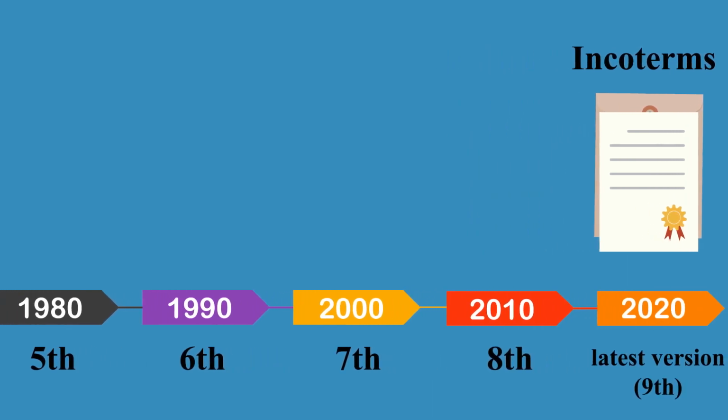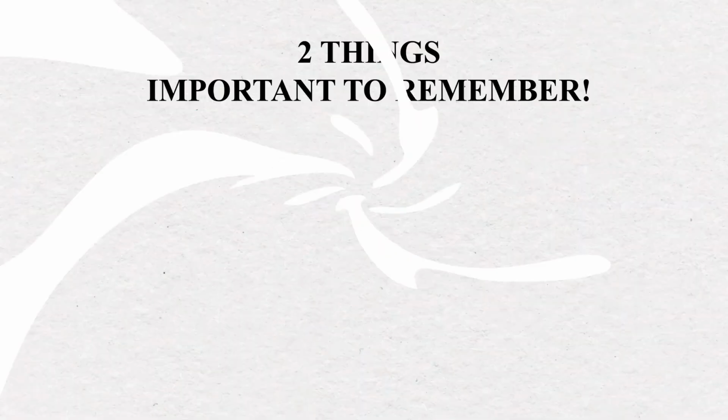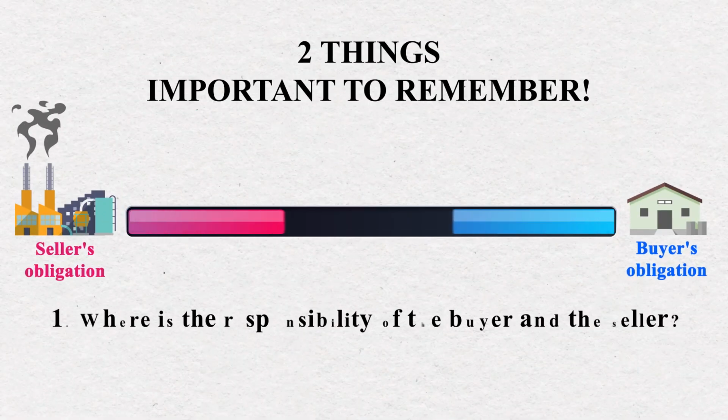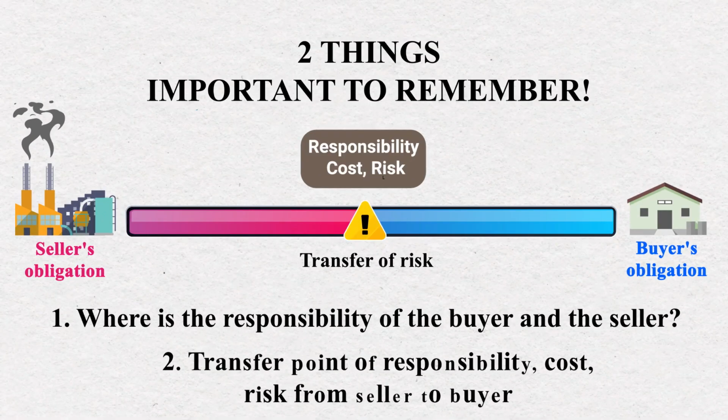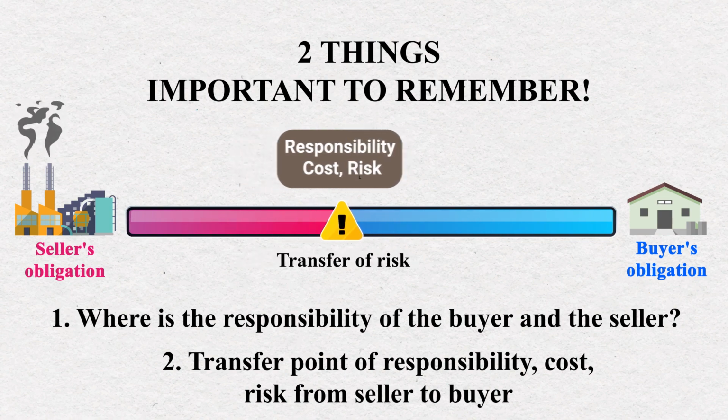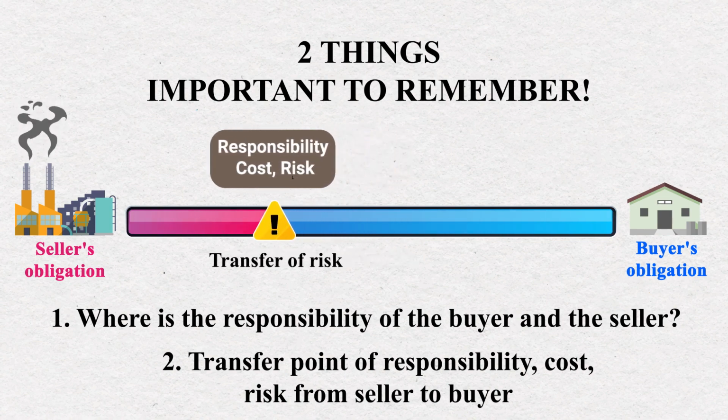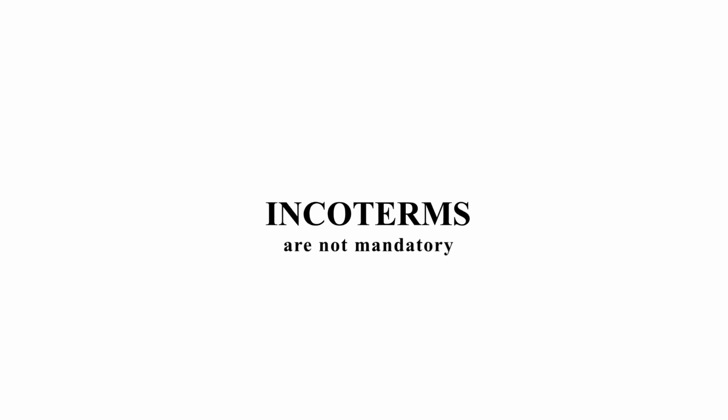There are 2 important points you need to remember in the content of these terms. Where is the responsibility of the buyer and the seller? And the transfer point of responsibility, cost, and risk from seller to buyer. After understanding the basic concepts of Incoterms, let's start learning how to use it.